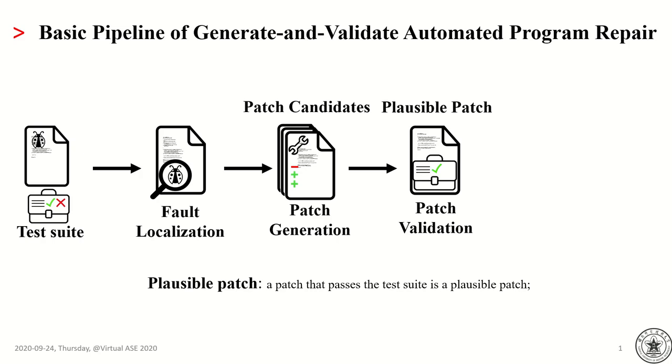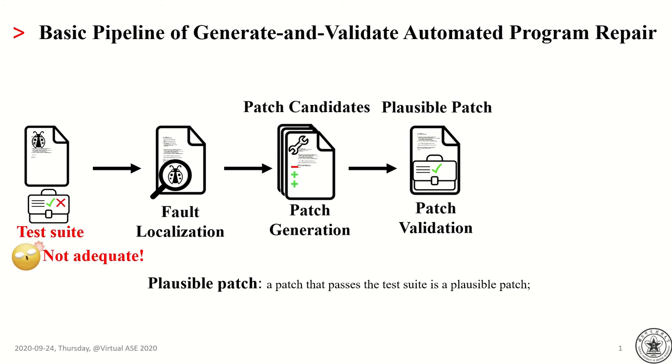In the basic APR pipeline, we first localize the fault, then try to generate patches using various methods, and finally validate the correctness of generated patches. Most of the APR tools leverage the developer-provided test suite as specifications to assess whether a patch is correct, and consider a patch that passes the test suite as a plausible patch.